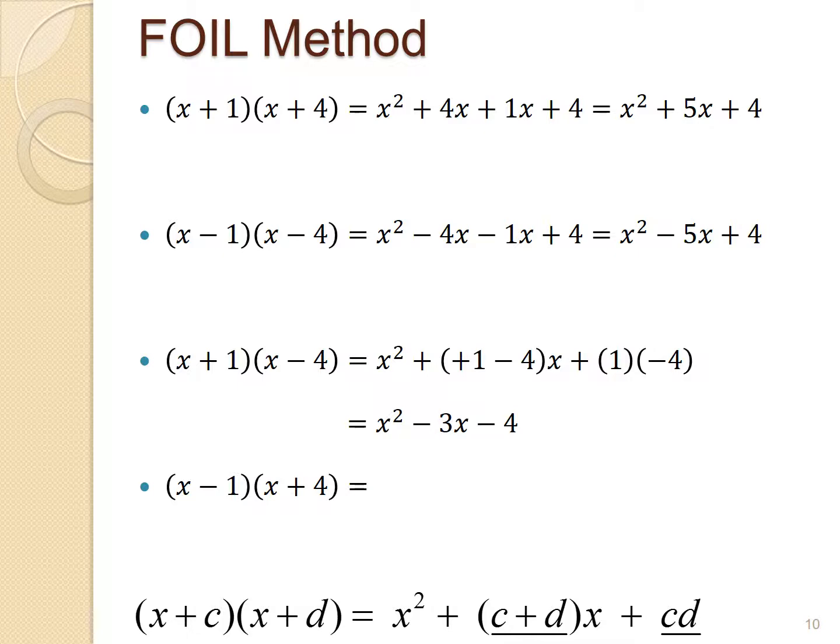Now, this last one, if we do the same thing, we have x squared, and we're going to take the minus 1 and plus 4, so that's going to give us positive 3, and of course we write the x after it. Negative 1 times positive 4 is negative 4, so that becomes our answer. So you see this formula can save a little bit of time.